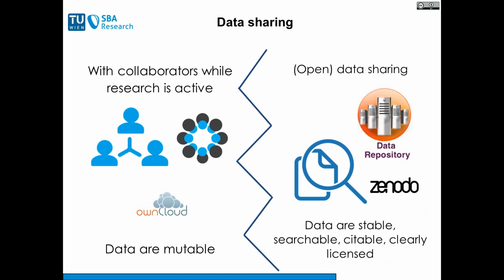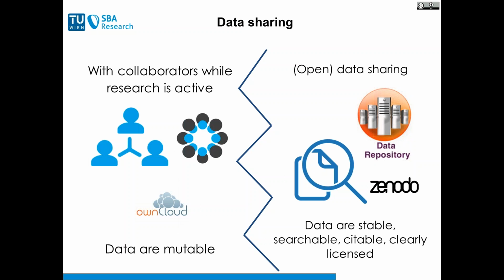An important difference between data sharing and open data sharing is that when you're sharing the data within your project, while you're doing your work, you can use any collaboration platform you want. It can be OwnCloud, it can be Open Science Framework. In some cases, Dropbox and Google Drive are also okay. The data is changing. This is something internal. You just want to make sure the data is not lost.